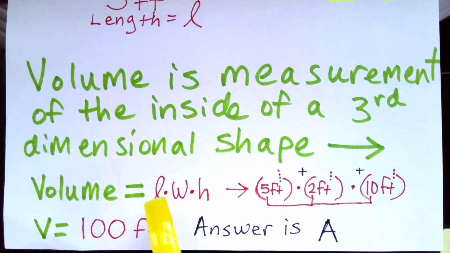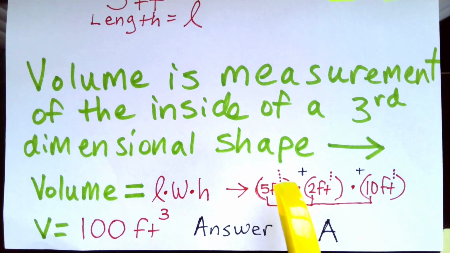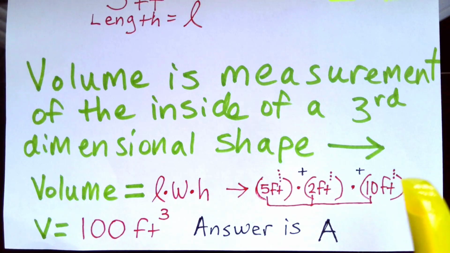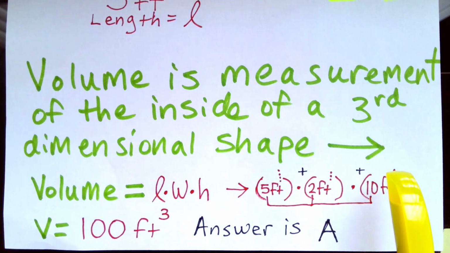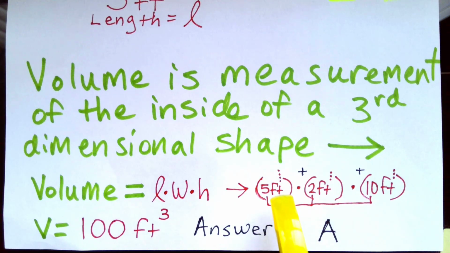And so if length was 5 feet, I'm going to substitute 5 for L. Times, substitute 2 feet for W, times 10 feet for my height, right? Length times width times height will give me my volume of this rectangular prism. Now, I'm showing you here this dot, dot, dot, dot, this invisible one. You do not need to know this. I'm just explaining to you why the answer is in feet cubed, right? The answer is in feet cubed, and this is why.